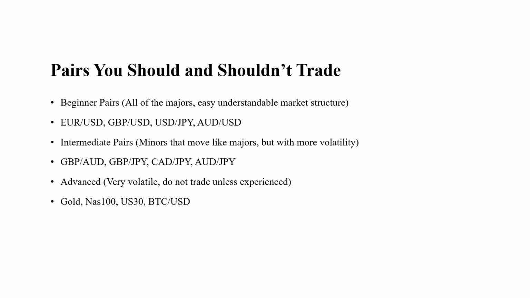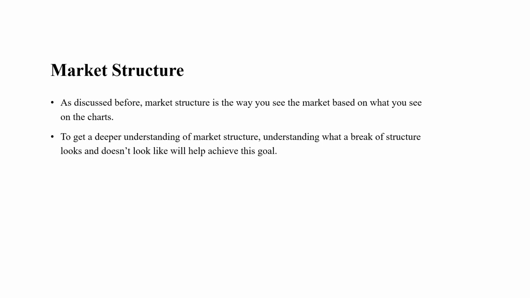Pairs you should and shouldn't trade. Beginner pairs: all of the majors, easy, understandable market structure. Euro USD, GBP USD, USD JPY, AUD USD. Intermediate pairs, which are minors that move like majors but with a lot more volatility: GBP AUD, GBP JPY, CAD JPY, AUD JPY. And these are advanced pairs, very volatile, do not trade unless very experienced: Gold, NASDAQ 100, US 30, Bitcoin, things like that.